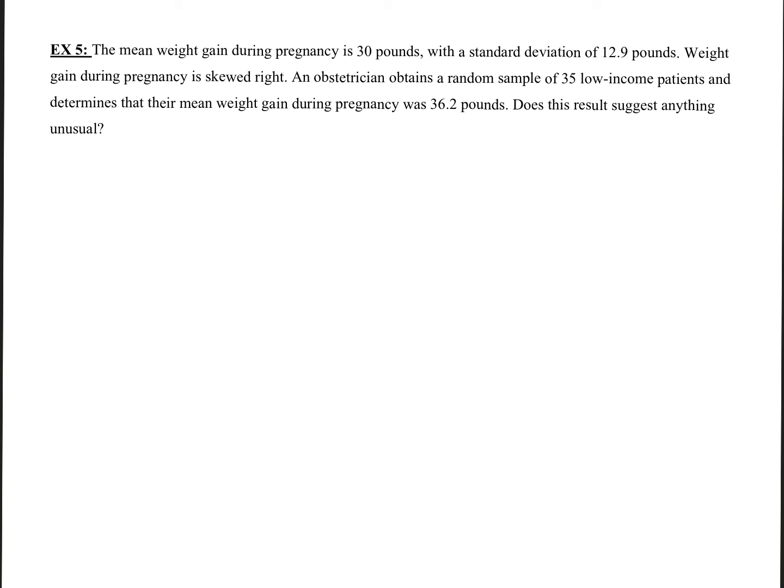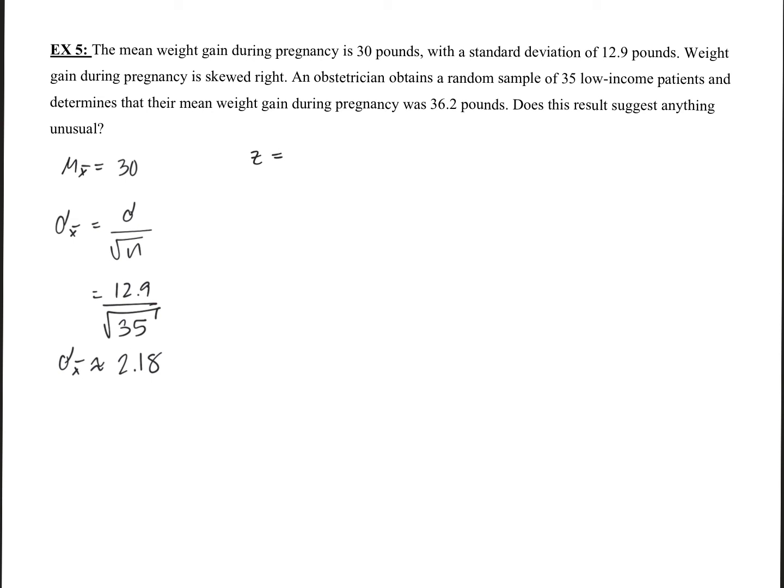Alright, so to do this, we're going to turn this into a z-score. But in order to turn this into a z-score, we need mu and standard deviation. So mu of x bar is going to equal our mean value, which is going to be 30. And then our standard deviation of x bar is the standard deviation divided by the square root of the sample size, 12.9 divided by the square root of 35. So we end up with our standard deviation coming out to approximately 2.18.